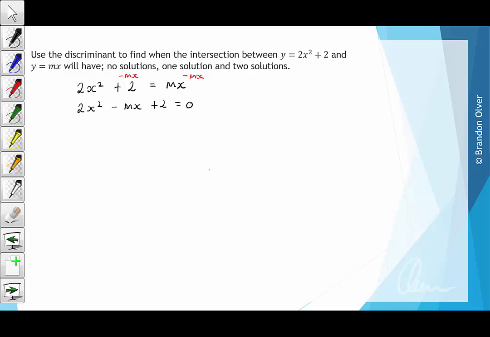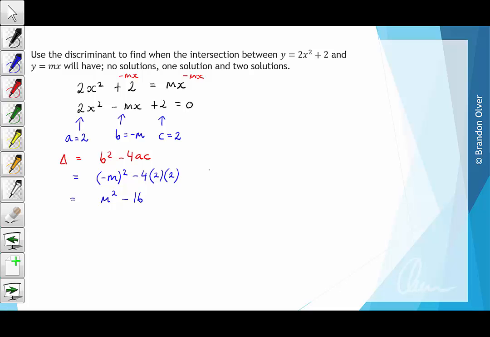So the discriminant of this uses the a term, which is 2, the b term, which is negative m, and the c term, which is 2. So delta equals b squared minus 4 times a times c. In this case, b is negative m, and we square that, and then minus 4 times a, which is 2, times c, which is 2. So negative m all squared gives positive m squared, and minus 4 times 2 times 2 gives minus 16.